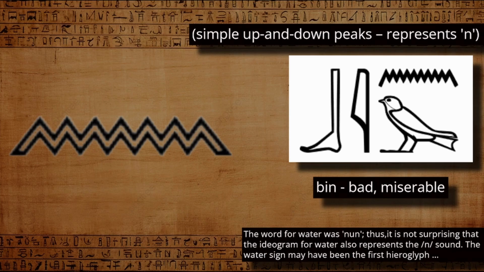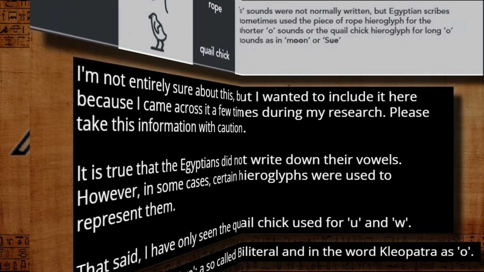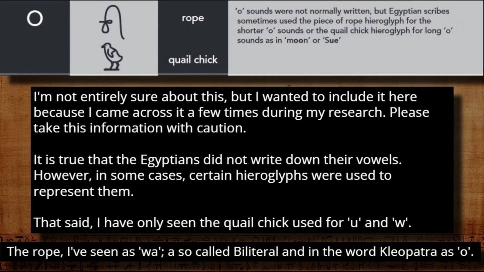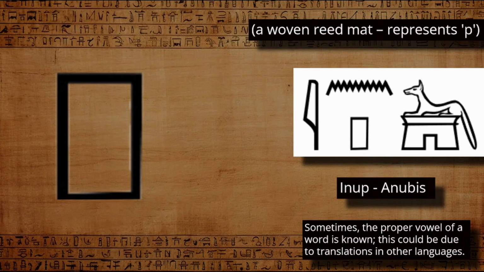So, and here's our rope again. As mentioned, vowels often aren't written, but for a short O, the rope steps in. There's also the quail chick, sometimes seen representing a long O, though I haven't found any example for this one. Lastly, we have the woven reed mat, well, rectangle, which stands for P. The original name of the god Anubis was Inup, with that beautiful ideogram at the end.